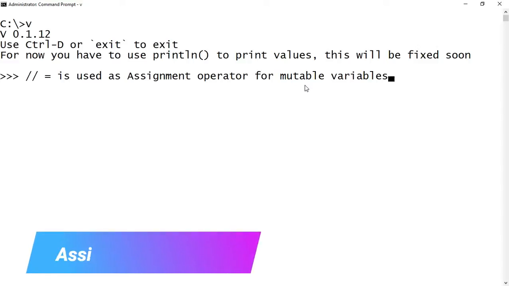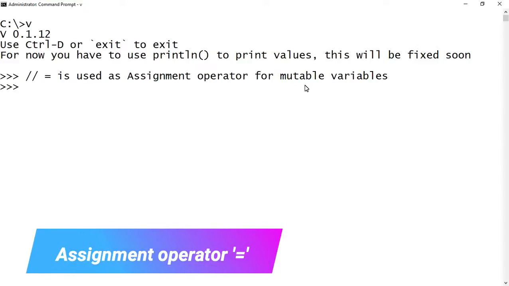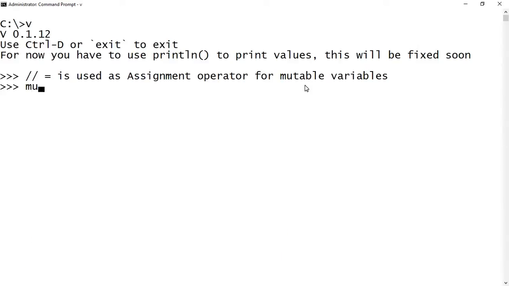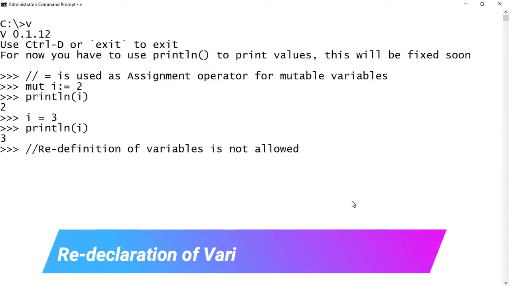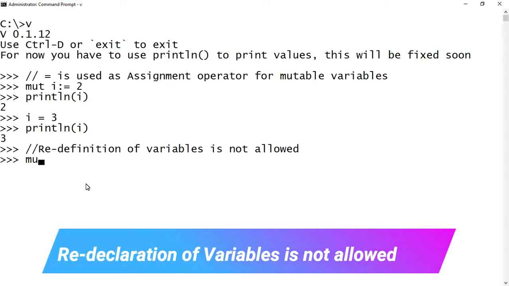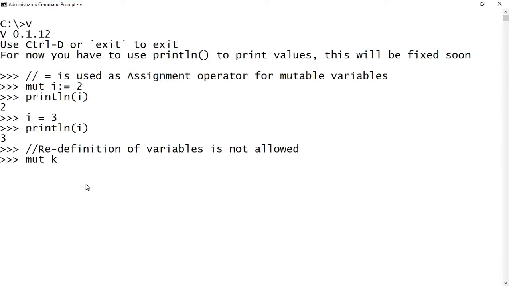Now let's see how to assign mutable variables by using the equals operator. To see how this works, let me declare a new variable i and assign it a value 2, and let me print the value of i, println of i. So now I am assigning the value 3 to the variable i and I am printing it. It works.